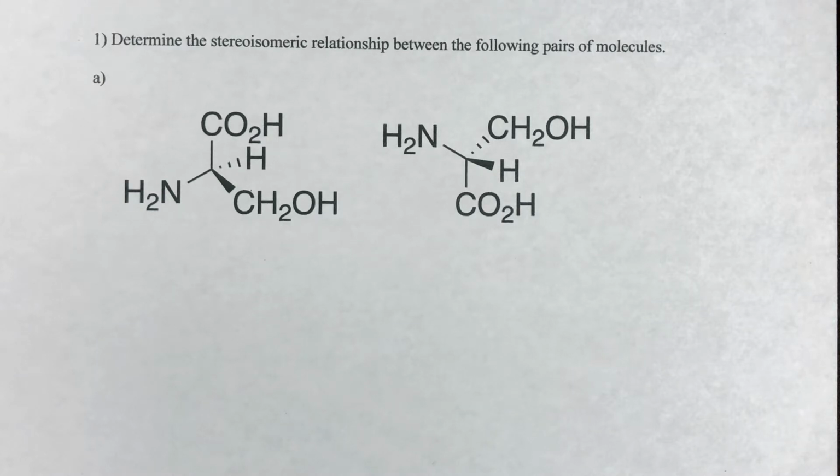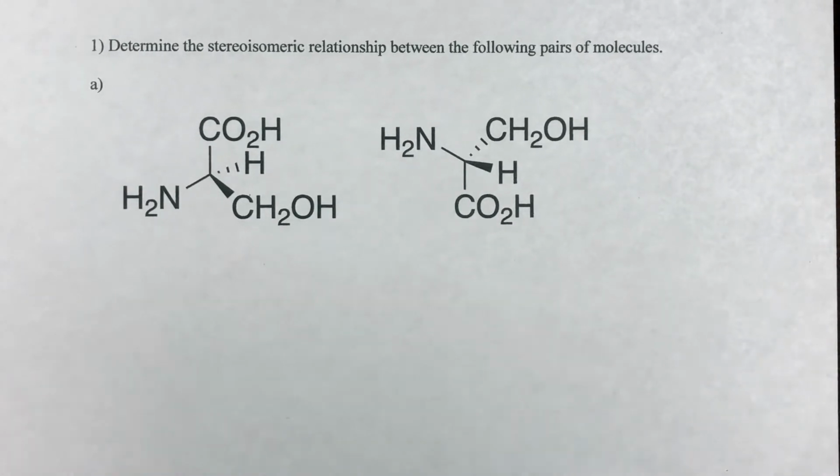In this video, we'll take a look at stereoisomeric relationships and look at several problems where we need to determine if the following pair of molecules are enantiomers, diastereomers, or if the compound was achiral to begin with. It could be meso or just otherwise achiral. So let's get right into it.